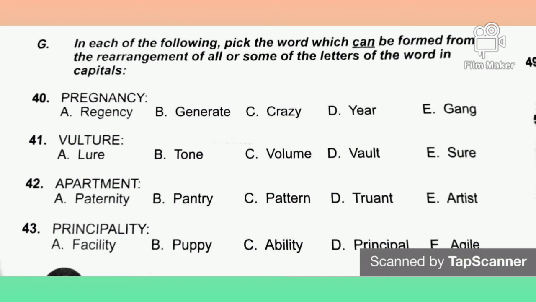We have apartments. Option A is paternity. Is there P? Yes. Is there A? Yes. Is there T? Yes. Is there E? Yes. Is there R? Yes. Is there N? Yes. Is there I? No. There's no I. Okay, that one is out. We have P. Yes. We have A. Yes. We have N. We have T. We have R, but there is no Y, so that one is out.